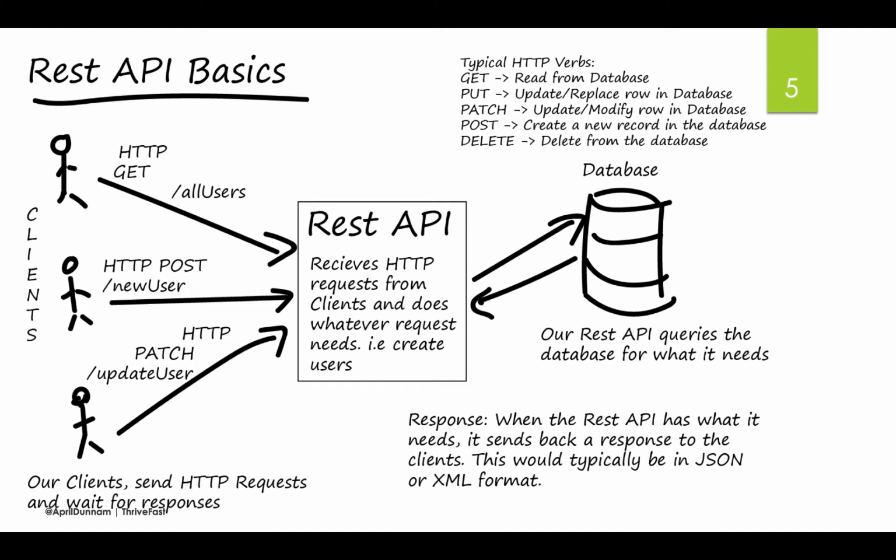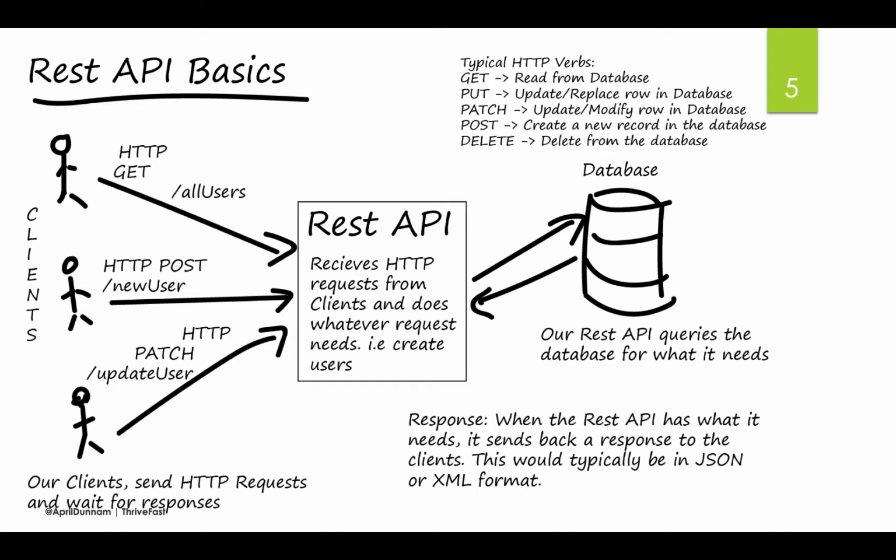Some basics of an API: you have different HTTP requests that you can send to an API. These include GET, which reads content from a database. There's PUT, which updates and replaces a row in a database. A PATCH, which updates or modifies a row in a database. A POST, which creates a new record in the database. And DELETE, which deletes from the database.